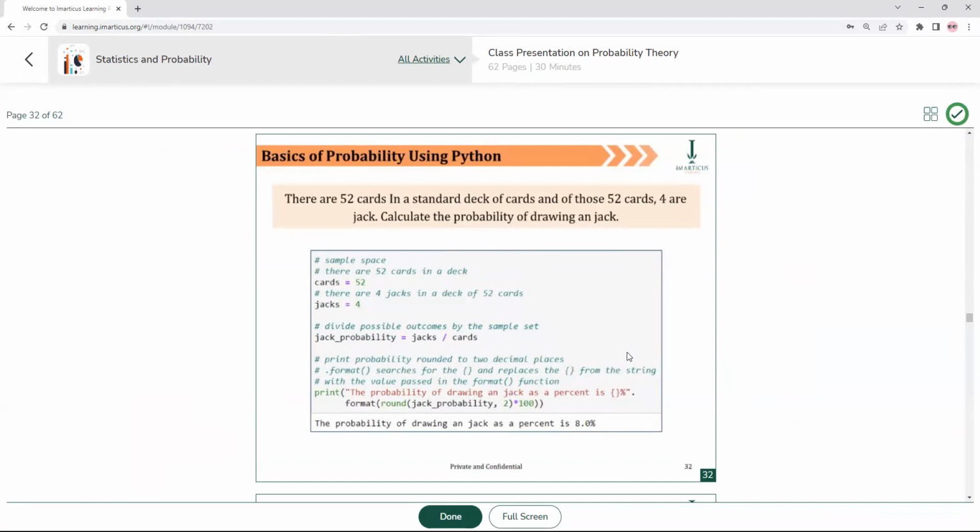Okay, so start with this. There are 52 cards in a standard deck of cards, and of those 52 cards, 4 are jack. What is the probability of taking a jack? So इसमें simple सा है, आप खाली variables डाल रहे हो और number of jacks divided by number of cards, divide करके probability निकाल रहे हो.